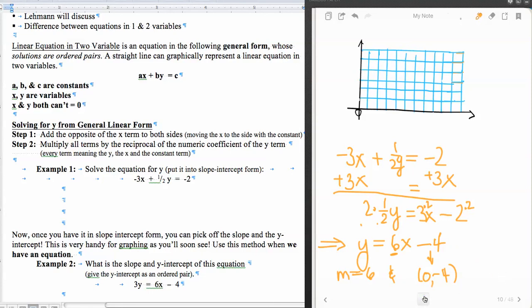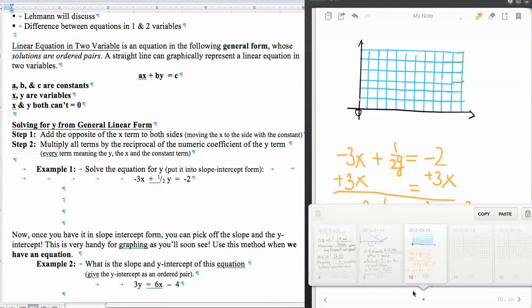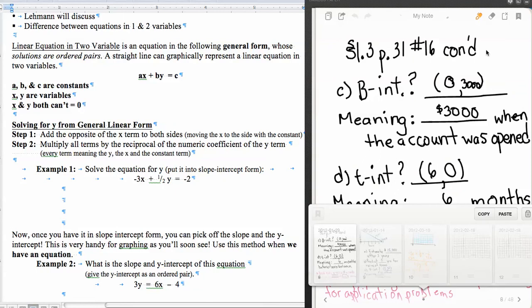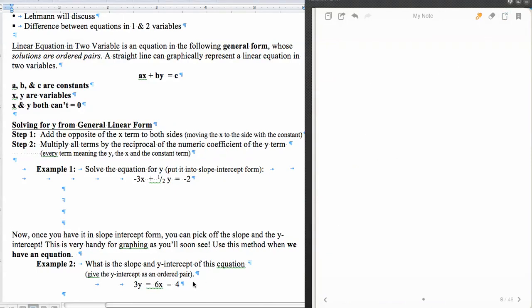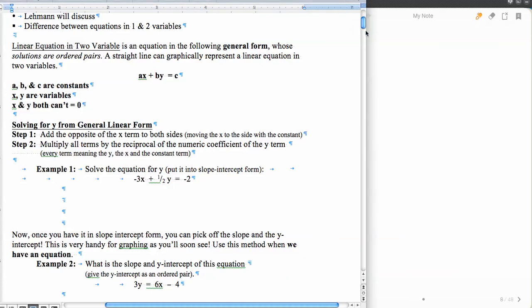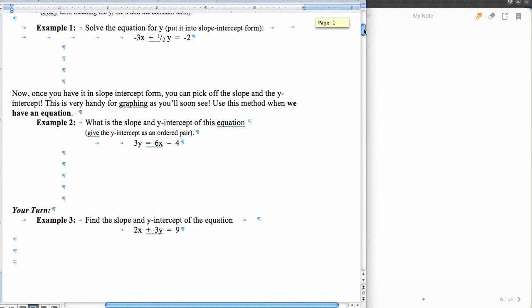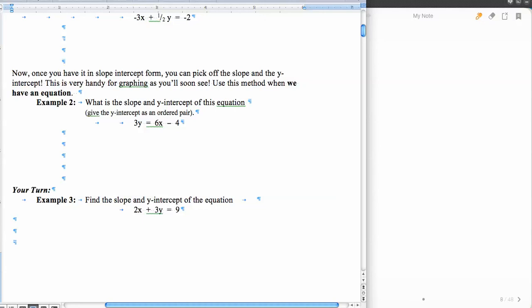Alrighty, now we're going to have a problem where we're going to solve for y again. And in this equation, example number 2 here, we don't have as difficult of a time doing that. So why don't you go ahead and write down example number 2. 3y is equal to 6x minus 4, and 2x plus 3y is equal to 9. So try to solve those on your own and then come back in the next lecture and we'll see how you did on that one.